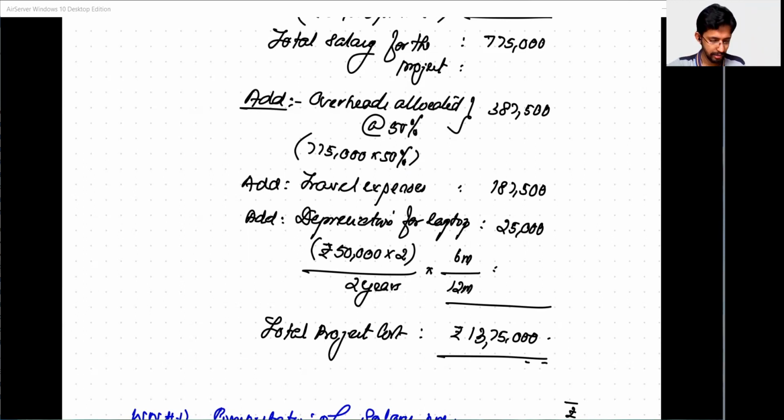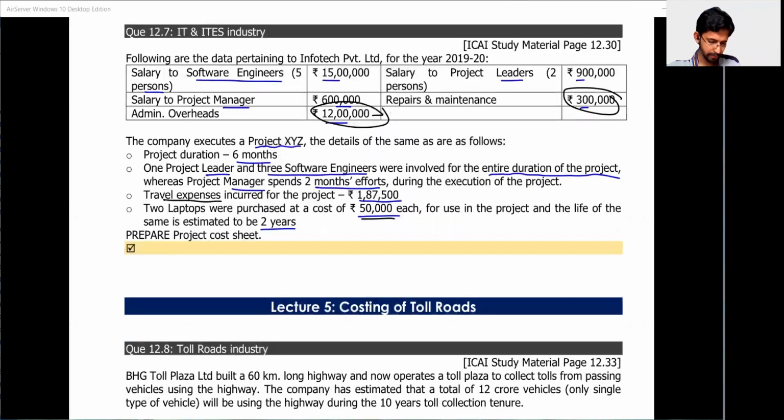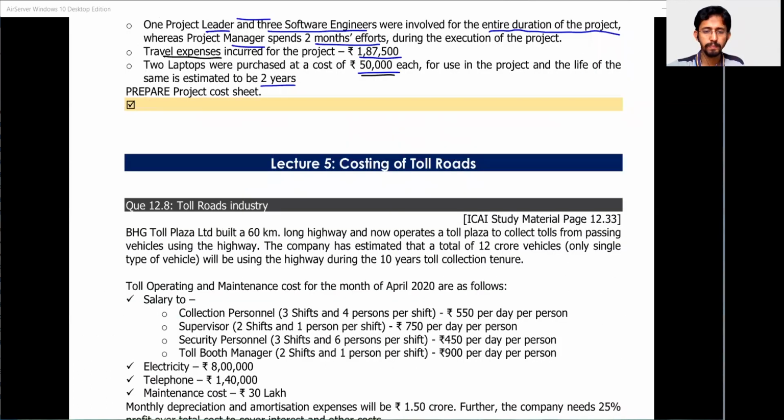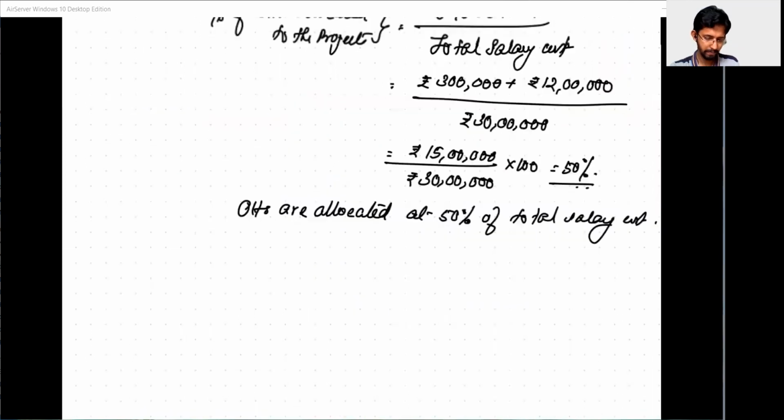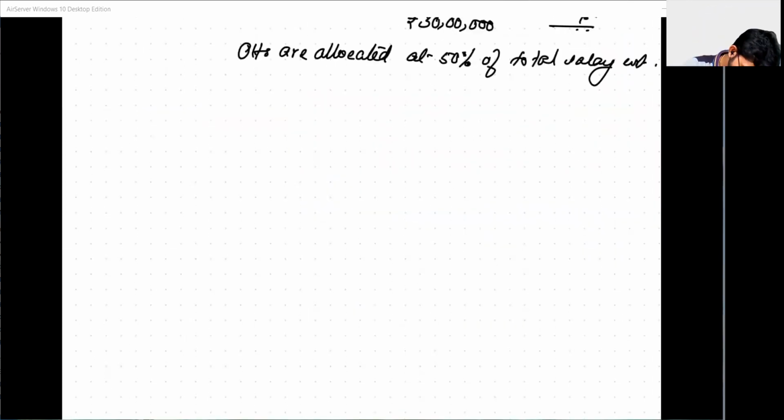IT and ITS sector. Now we have to take the last one, that is costing of toll roads. Here also you don't have anything to explain as such. So straight away we can go to the question and we will do the question. Please take question number 12.8. Pause the video, read the question, then come back.